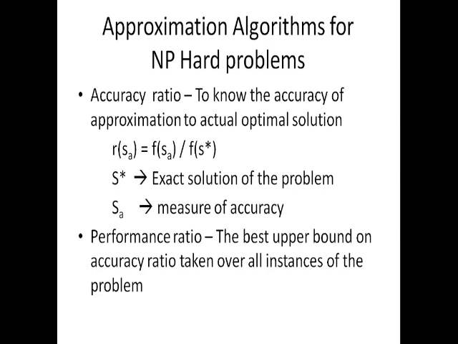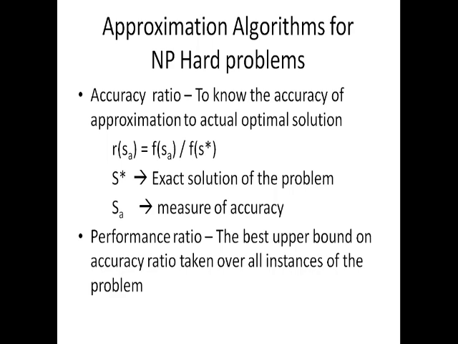Next, we are going to see about approximation algorithms for NP-hard problems. Here we are going to see about accuracy ratio. The accuracy ratio is nothing but the accuracy of the approximation compared to the actual optimal solution. That is, we are going to find how much your approximation matches with the actual optimal solution.